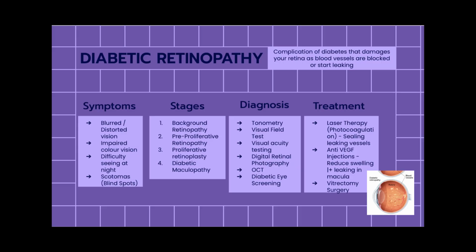There are multiple different types of treatment, most including laser eye surgeries. An example of a laser therapy is photocoagulation, where they will seal the leaking blood vessels. They might use anti-VEGF injections to reduce swelling and leaking in the macula, or vitrectomy surgery.